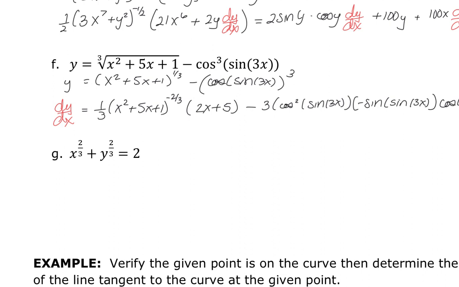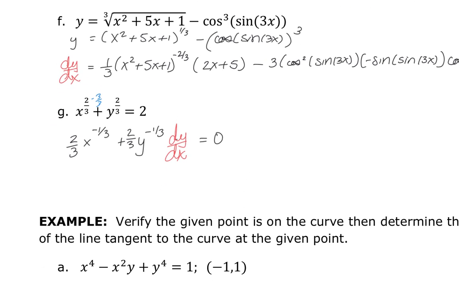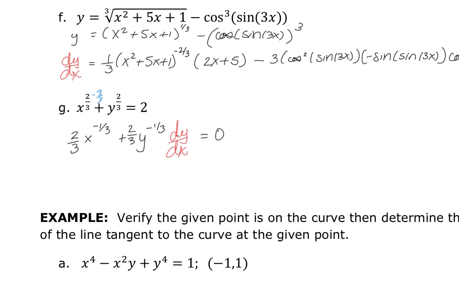Let's look at g. So with the g, I'm going to have 2/3 x raised to, remember I'm subtracting 3 over 3, so it's raised to the negative 1/3. Same thing with y, it'll be 2/3 out front as a multiplier, raised to the negative 1/3. And then don't forget this one will need the dy/dx. The derivative of a constant is 0, so solving for dy/dx, I'm going to subtract 2/3 x raised to the negative 1/3 first, and then I'm going to divide by 2/3 y raised to the negative 1/3.